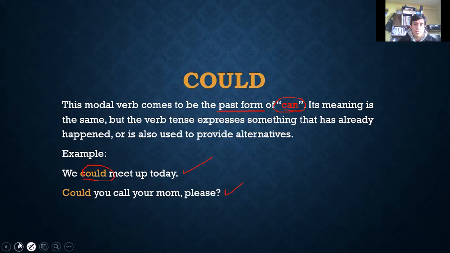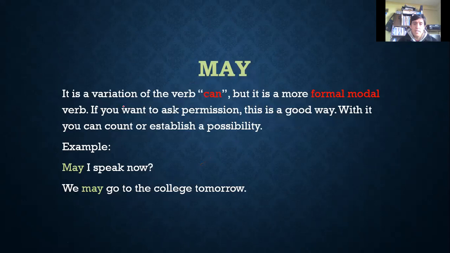Let's continue with the next topic. May. It is a variation of the verb can, but it is a more formal modal verb. If you want to ask permission, this is a good way. With it, you can also establish a possibility. Example: in this case, I have an example in a question, and the second example is a sentence. Might I speak now? Or we might go to the college tomorrow. The correct use of might.